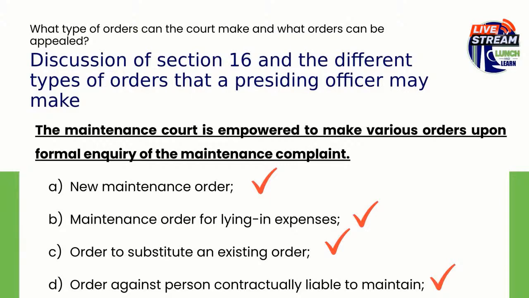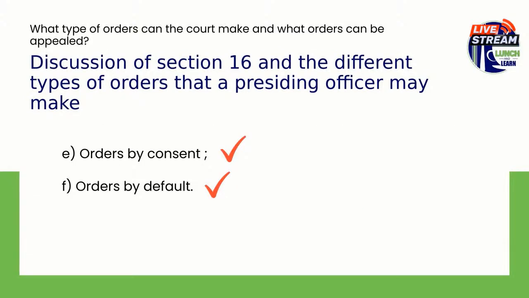which we discussed in a previous Lunch and Learn webinar. This was discussed quite extensively. An order against the person who is contractually liable to maintain, orders by consent, and orders by default. So these are the types of orders that a maintenance court can make.